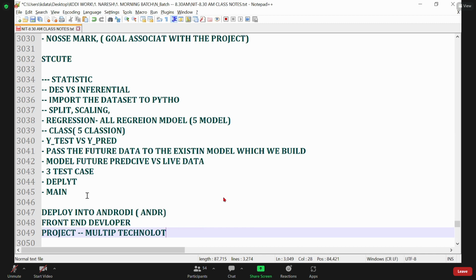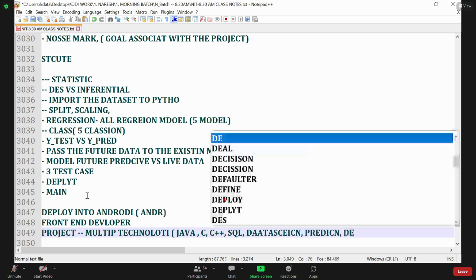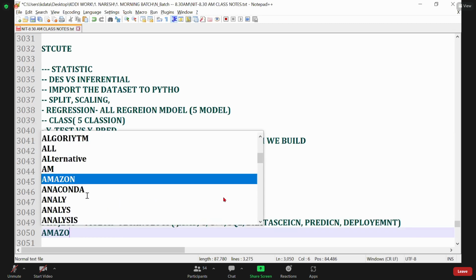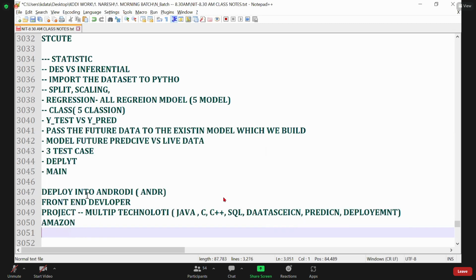Also Java, also C, also C++, also SQL, also data science, also predictions, also deployment and cloud. That's called a product, guys. Did you understand what is meant by a product? Amazon is one product, Flipkart is one product, Meesho is one product, Swiggy is one product. Do you understand? A lot of freshers have misunderstood this.